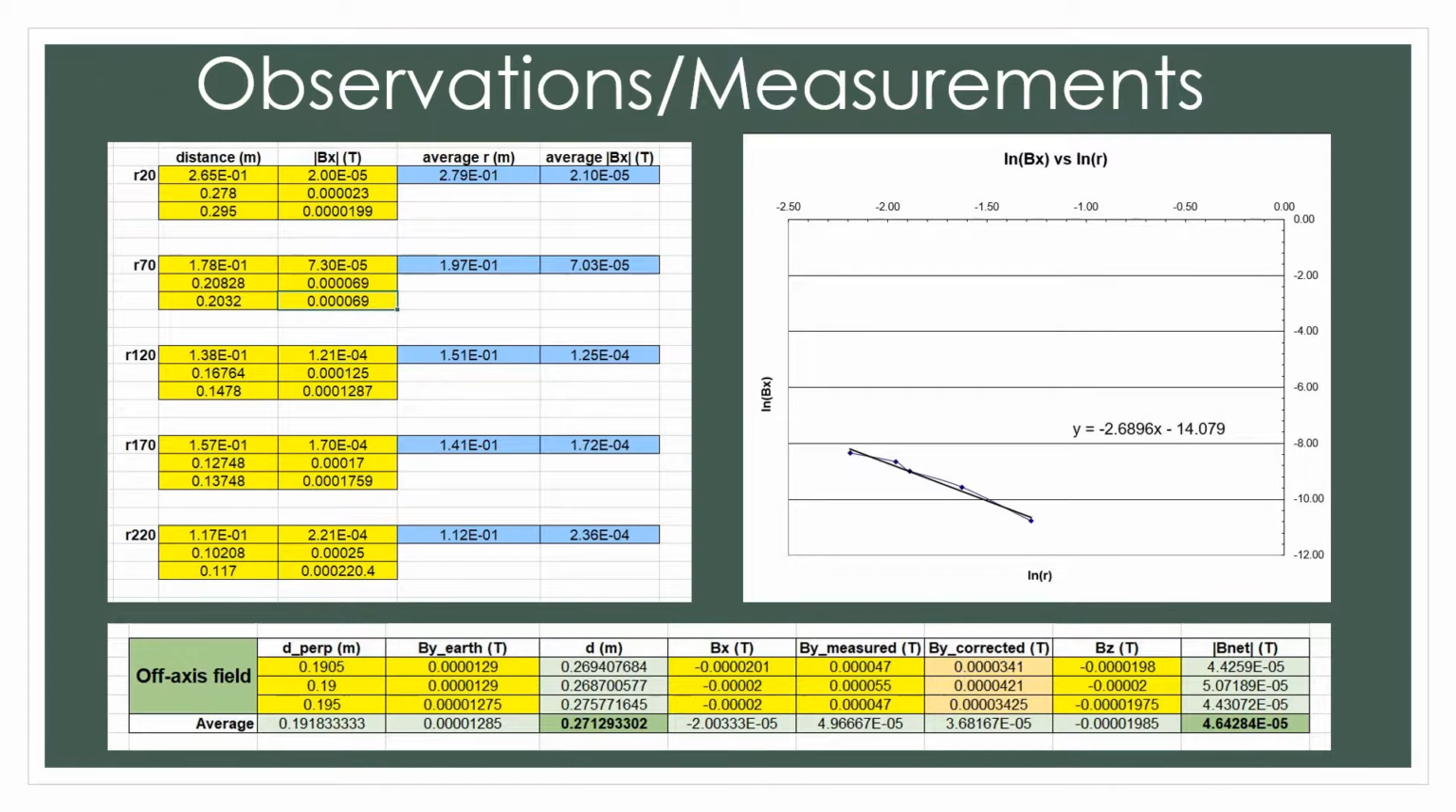The table in the top left shows all the different distance measurements while the Bx component was at values of 20, 70, 120, 170, and 220 microteslas. The graph on the right shows the line found using all the different magnetic field x components and the corresponding distance components. The bottom table shows the process of finding the magnetic field on a 45-degree off-axis using the perpendicular distance, and it also shows the correction process of the y value.